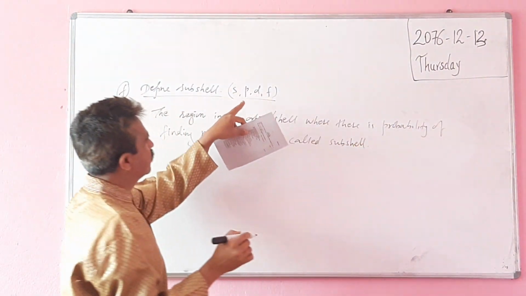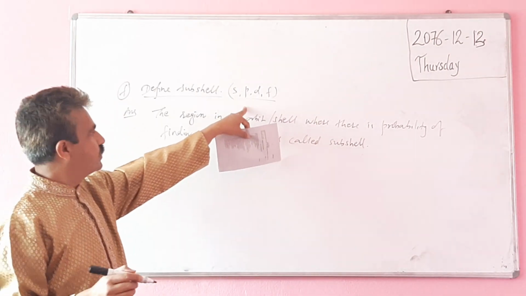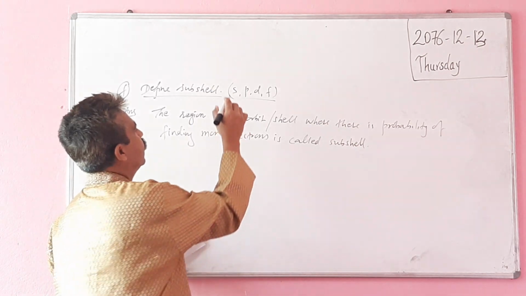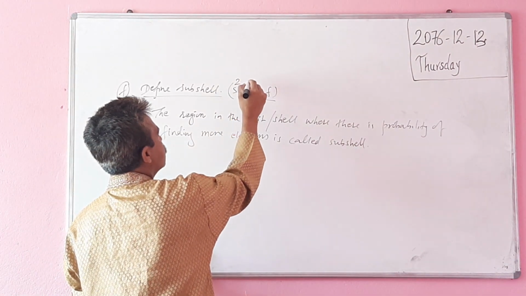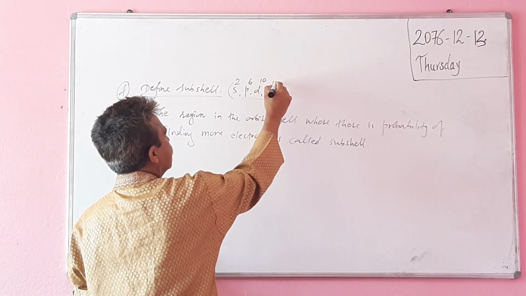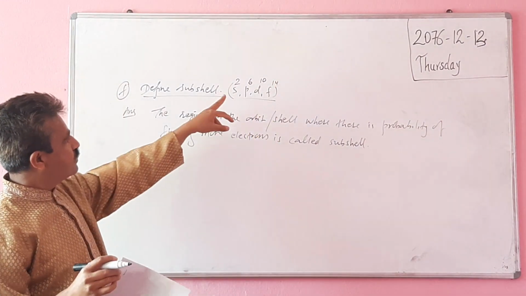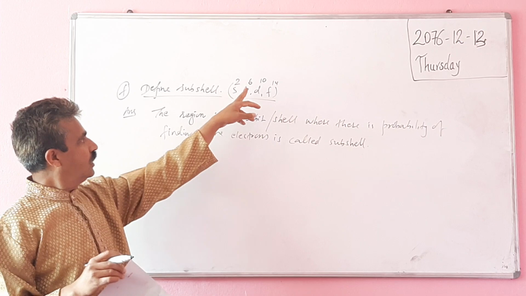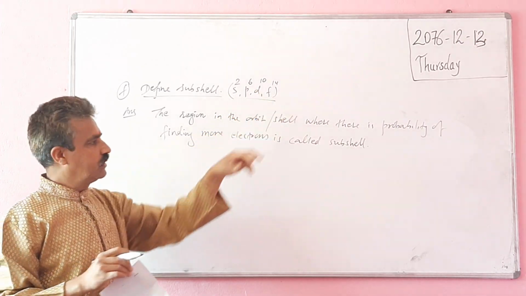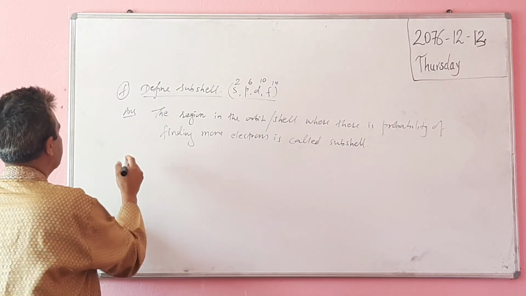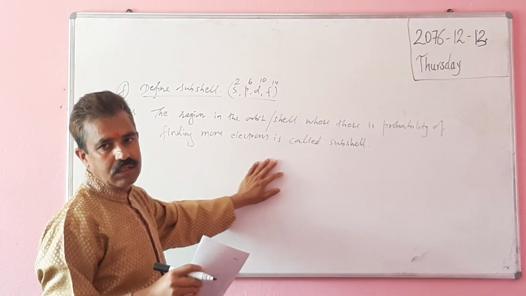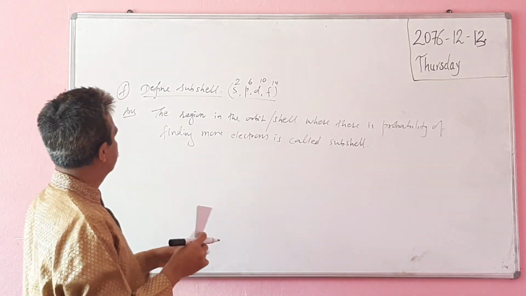I have already marked there are how many subcells? 4 subcells: S, P, D, F. And we know the capacity of S is 2, P is 6, D is 10, F is 14. In S subcell we can keep 2 electrons, P 6, D 10, F 14. These are subcells. So on the basis of subcell, we can give electronic configuration of electrons too.